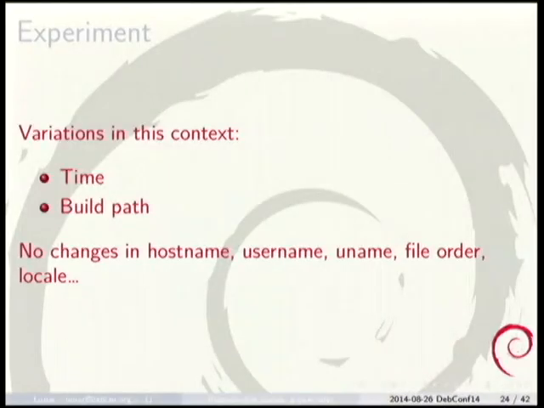In the context of the experiment, we make two variations. The time of the build is different because there's no libfaketime library or such. And the build path will be different because the build is done with sbuild, which will pick a random path every time you have a build. But there are no variations in hostname or username or uname, or I believe the file order, because we unpacked the package the same way both times, or the locale, which is I think C in both cases. But still, it is a pretty good framework to start evaluating.